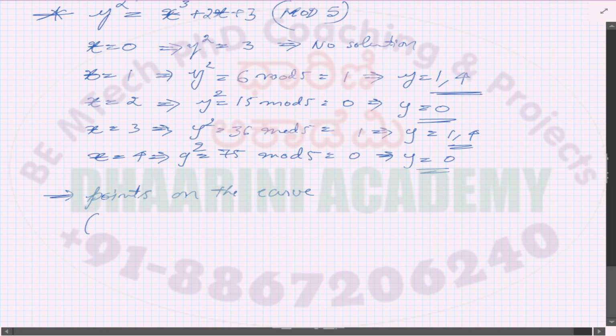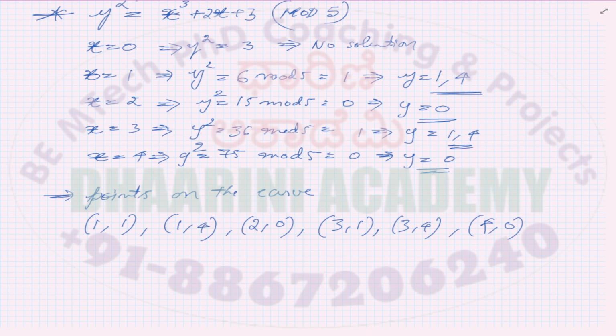Then I go to x equal to 1. X equal to 1 means I have two answers. My curve passes through 1 comma 1 and 1 comma 4. Then x is 2 means it's going to pass through 2 comma 0, right? Then it's passing through 3 comma 1 and 3 comma 4. Then it's going to pass through 4 comma 0. Now we understood that if I restrict my curve to have only the integers, only these are the points, correct? These are the points through which it can pass.